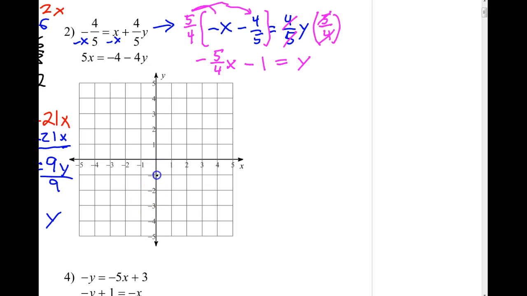Start at -1. And it says down 5 over 4. But once again, we can't go down 5. That takes us off. So think of the negative as being on the bottom. So we have to go up 5 and left 4. Up 5 and left 4.